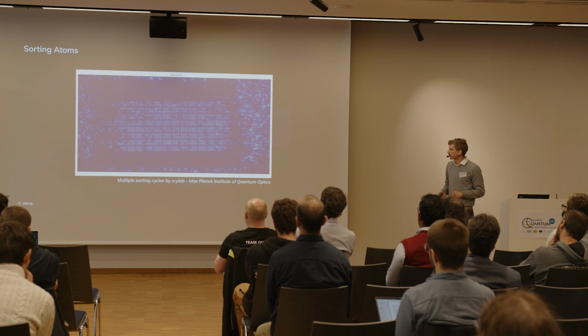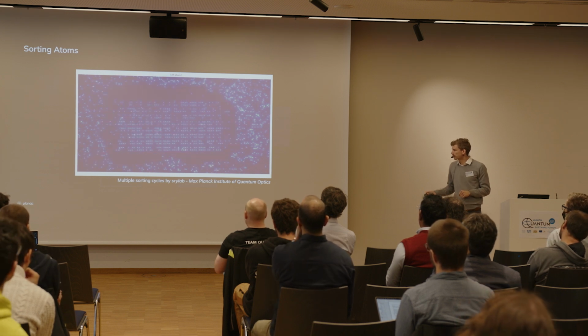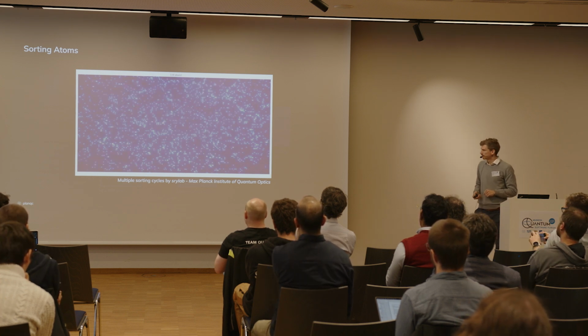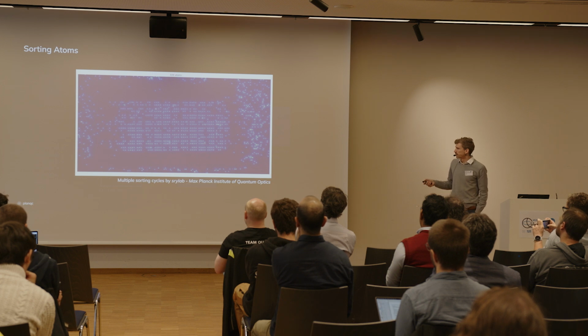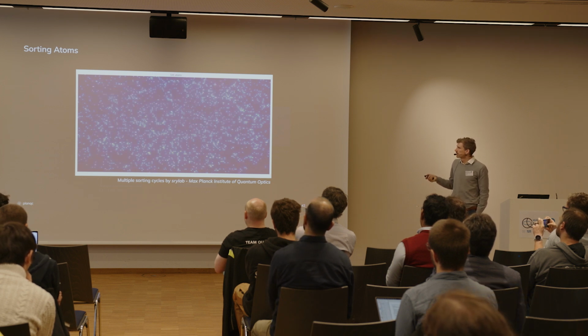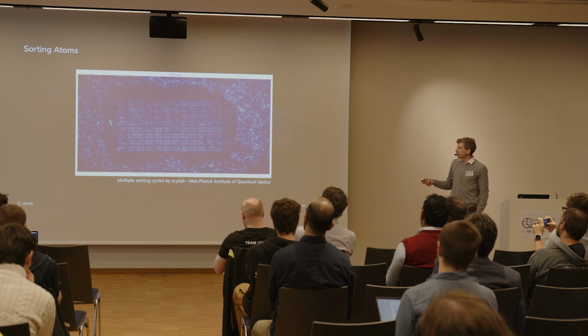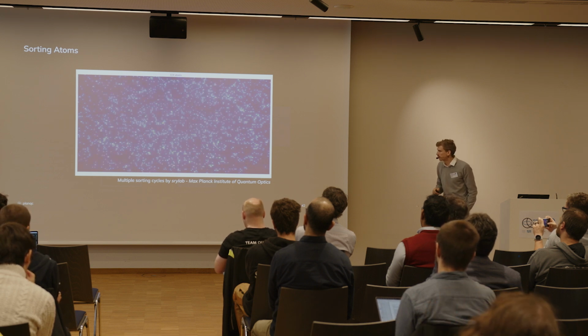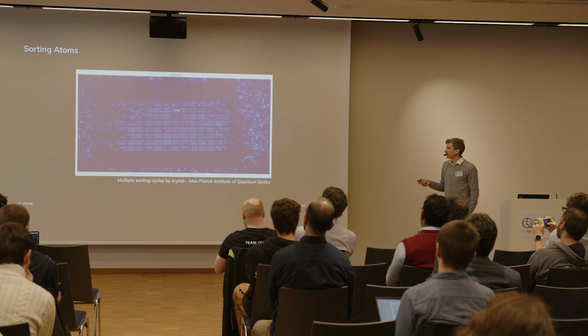So here's a short video of how this could look. It's also from the Max Planck Institute. You can see here basically just images and rounds of sorting, and you see at the beginning it's chaos, and then it emerges like a kind of rectangular grid, which is also not yet perfectly filled, as you can see.